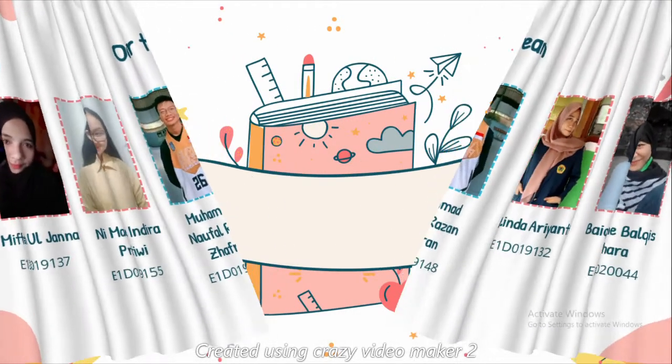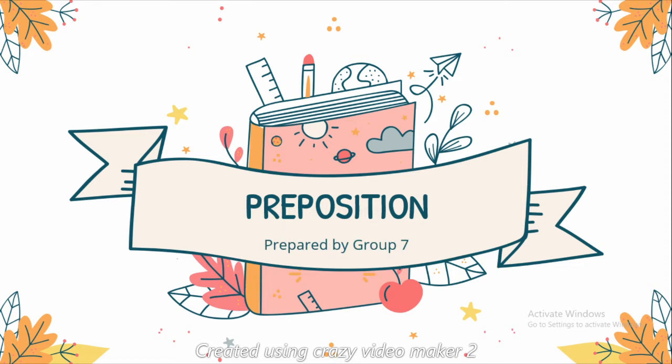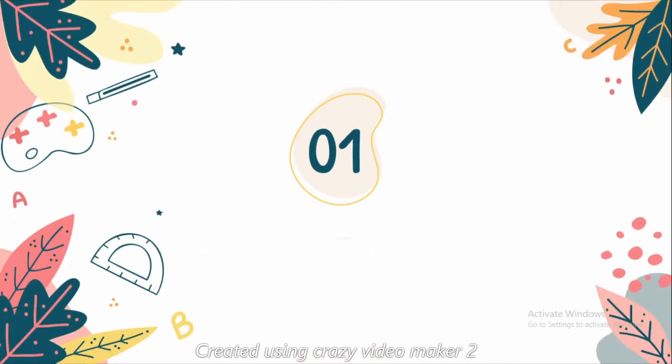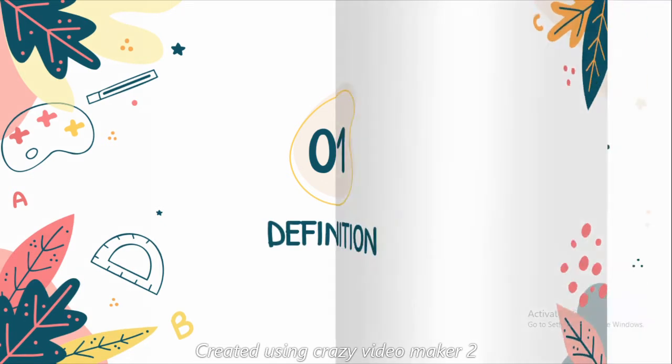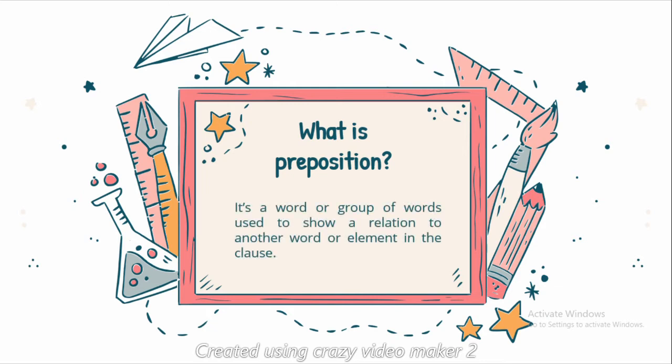So, we are going to present a topic about preposition. Without further ado, let's get into it. We start with the definition. What is a preposition? A preposition is a word or a group of words used to show a relation to another word or element in the clause, usually preceding a noun, pronoun, or noun phrase.